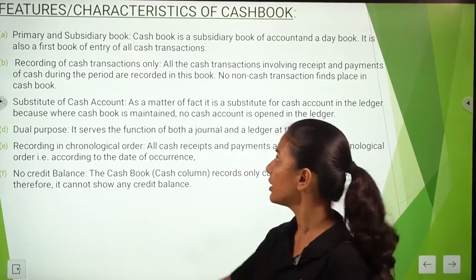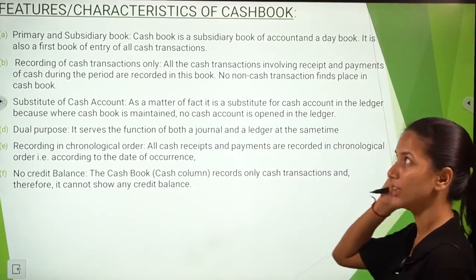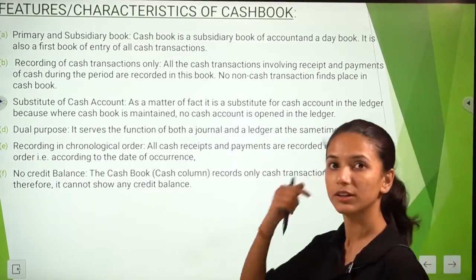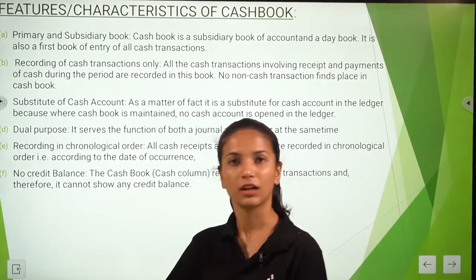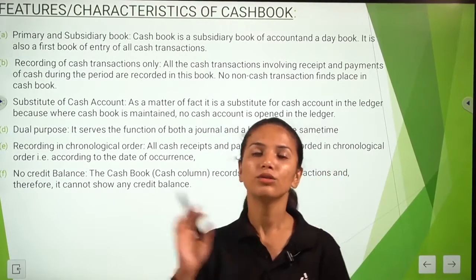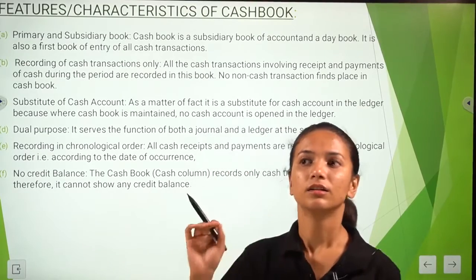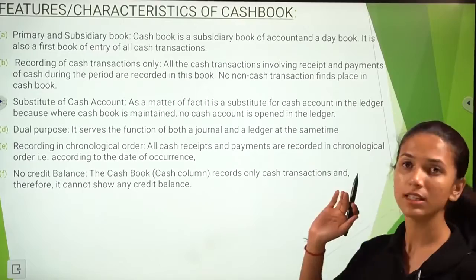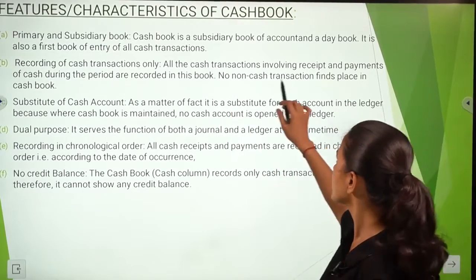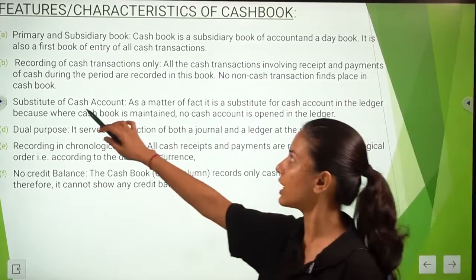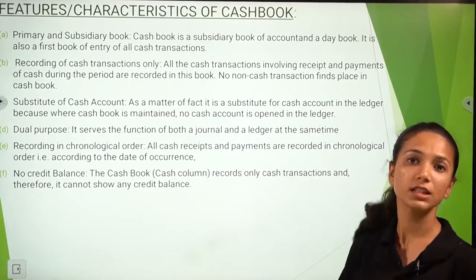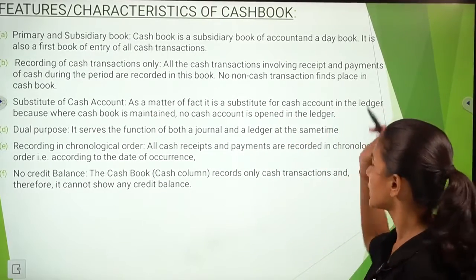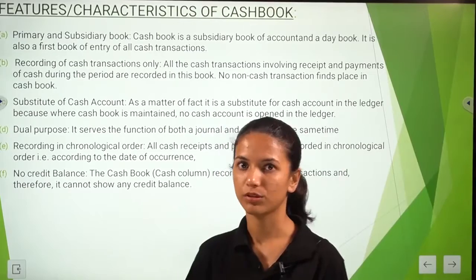Okay. Next point is recording of cash transactions only. So in this cash book, only the cash transactions are recorded. No credit transaction, no other transaction without the involvement of cash is recorded in this cash book. All the cash transactions involving receipt and payments of cash during the period are recorded in this book. No non-cash transaction finds place in cash book.